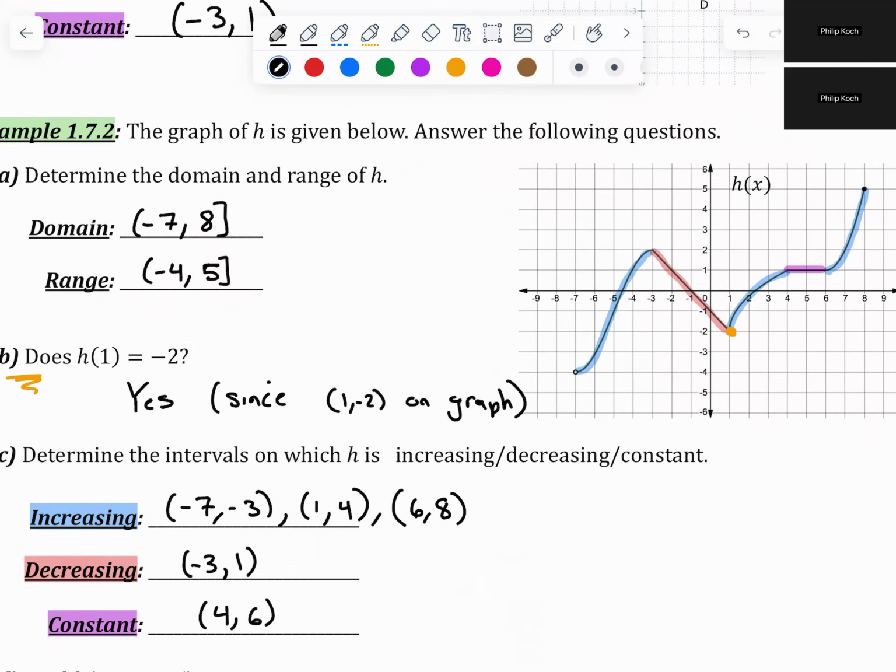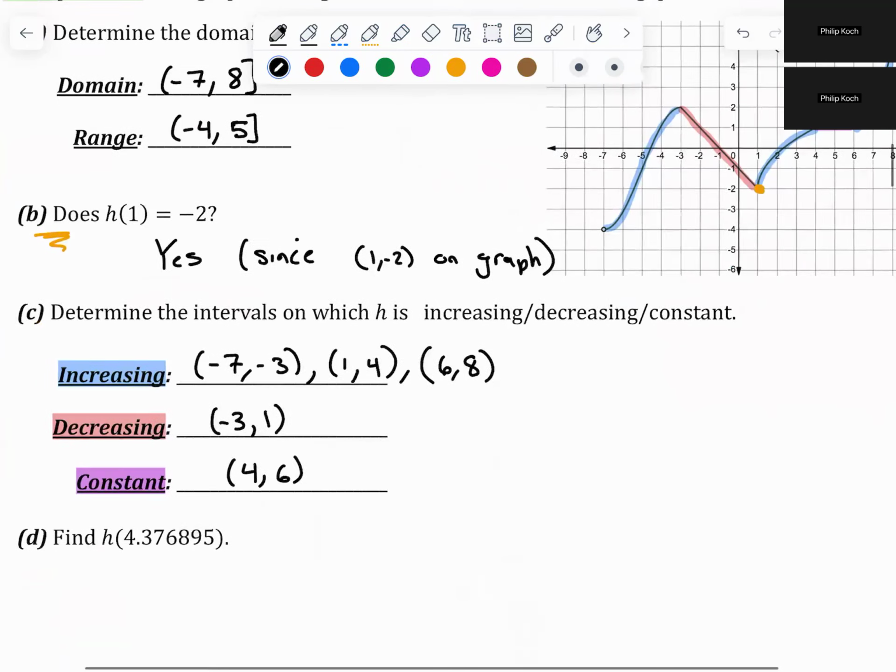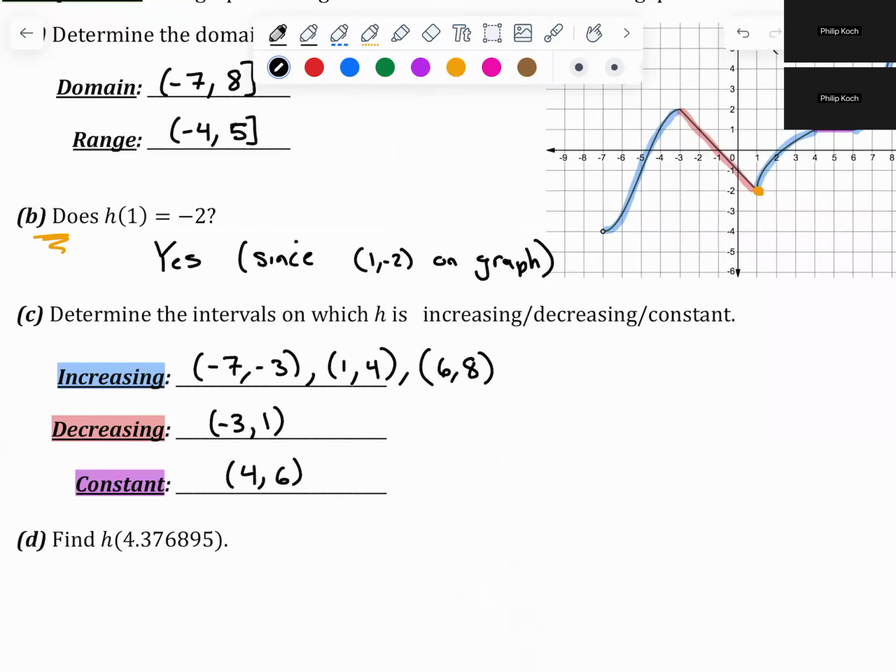All right, I've got parts A, B, and C up here if you'd like to check your work. I'm wondering if anybody's, what's the value of part D? Has anybody gotten that one done yet? What's the value of D? 1. Yes.